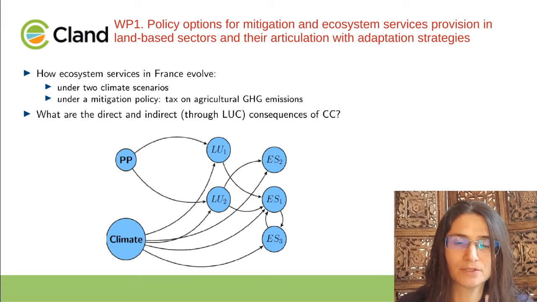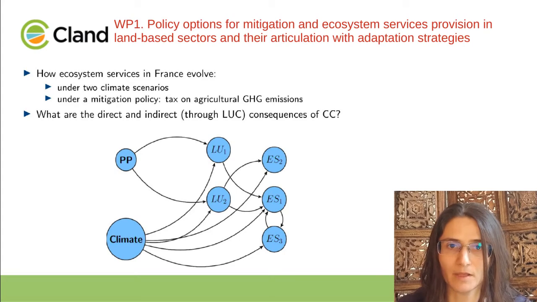Our study focuses on 2 climate change scenarios and looks at the mitigation policy, which is a tax on agricultural greenhouse gas emissions. And we look at the direct and indirect, where indirect is through land use change, consequences of climate change.